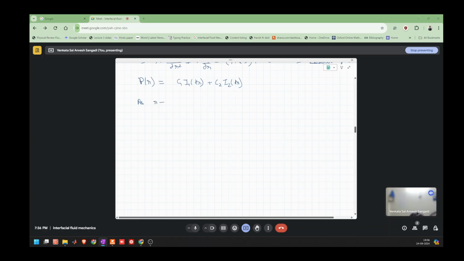As r goes to 0, I2 kr goes to infinity. Therefore, to satisfy the boundary condition, C2 is set to 0. This implies P(r) is equal to C1 I1 kr.